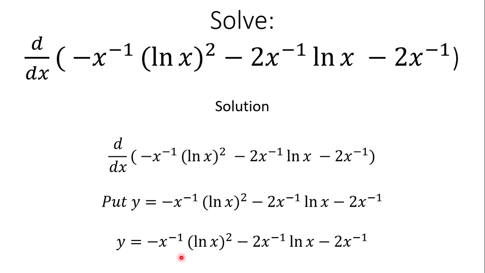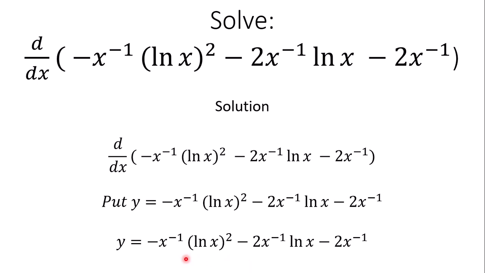Okay, so now that we know what we are going to do, let's split them. I said we are starting with this one. So I'm going to call minus x raised to the power minus 1 multiplied by the bracket natural log of x all squared, A, and also I'll call this one B, and I'll call this one C. Why am I doing it? I'm doing it so that we can easily work on each of them.